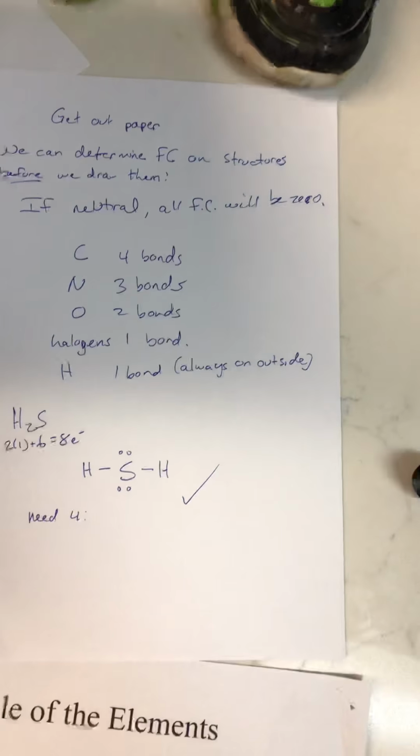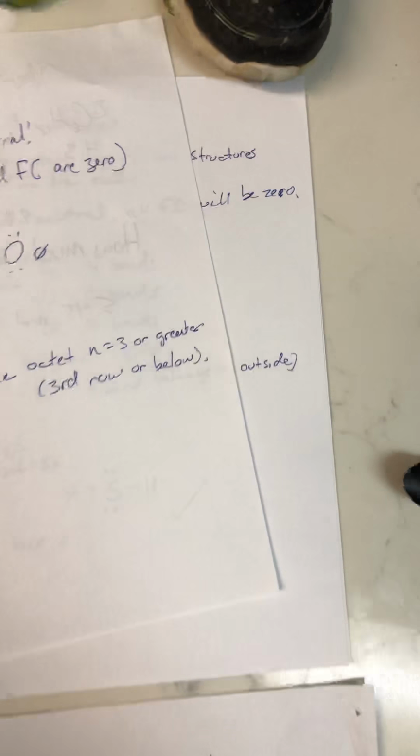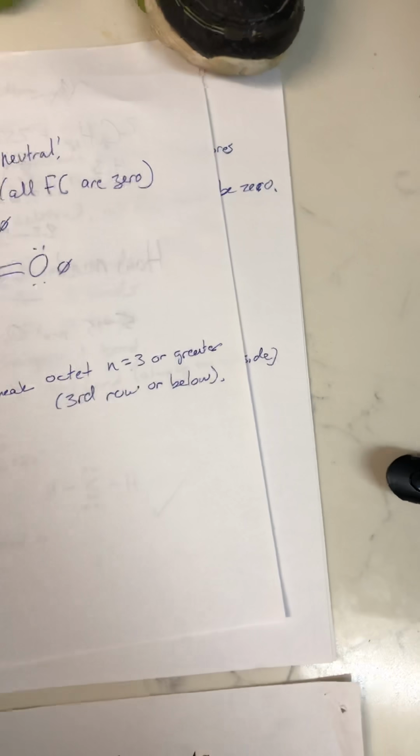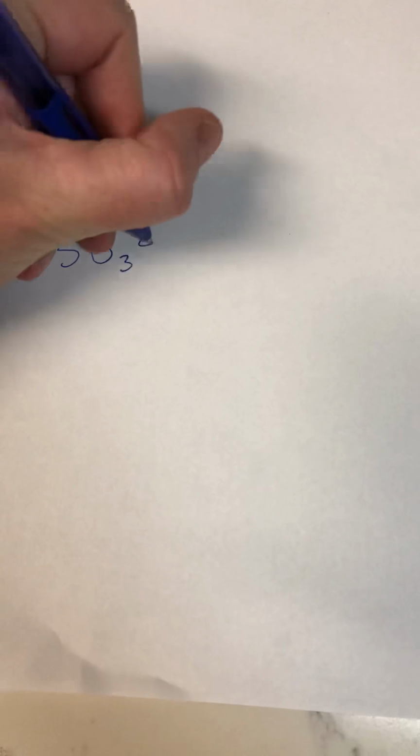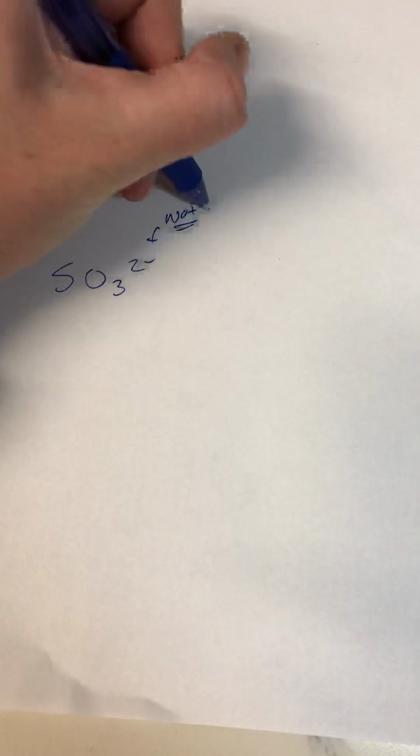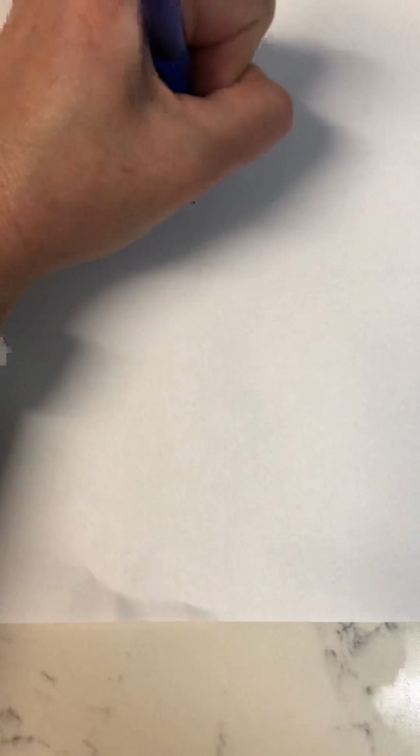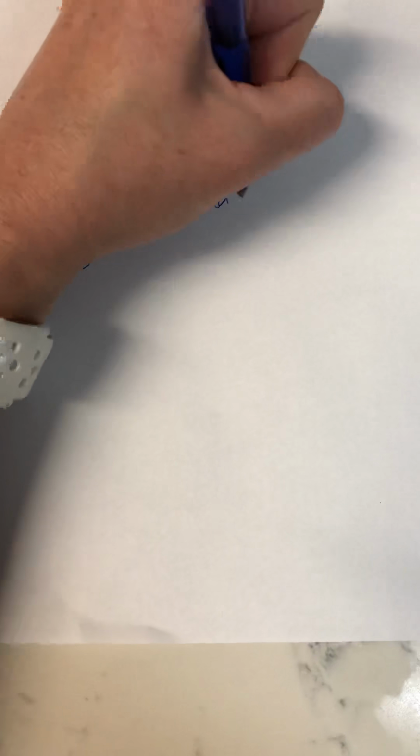Let's do another example. All right, here's some paper. So let's go ahead and do SO3, 2 minus. Now it's just like the SO3 we did, but now it has a 2 minus charge, not neutral. That should immediately tell us that it's going to be different than the last thing, because this means that we have to have formal charges add up to -2.